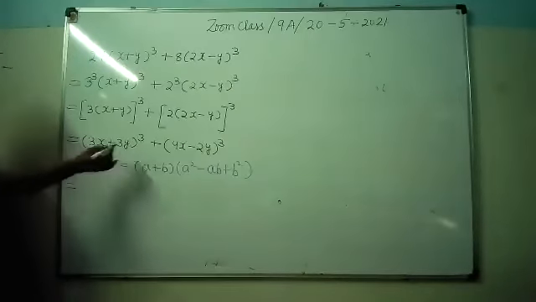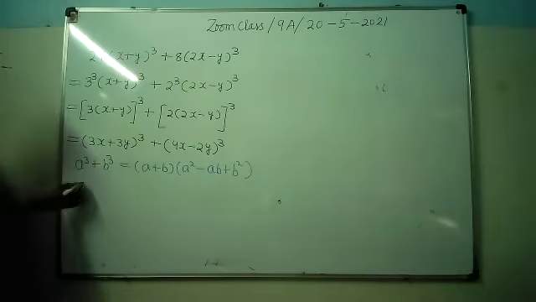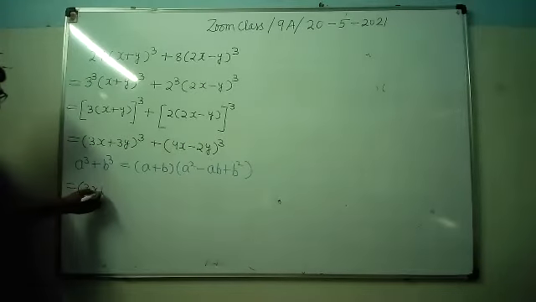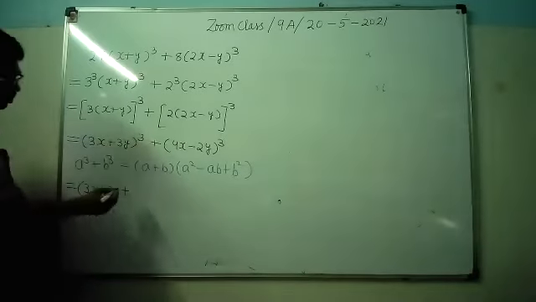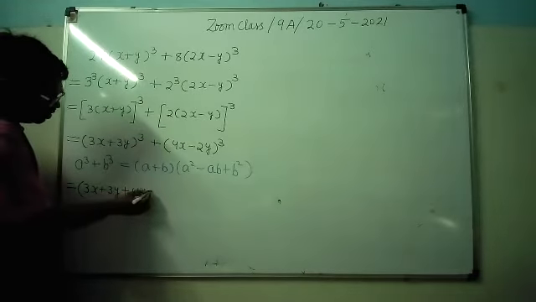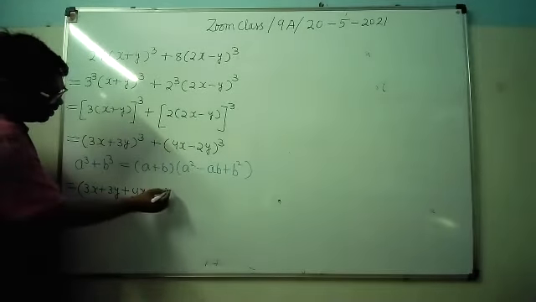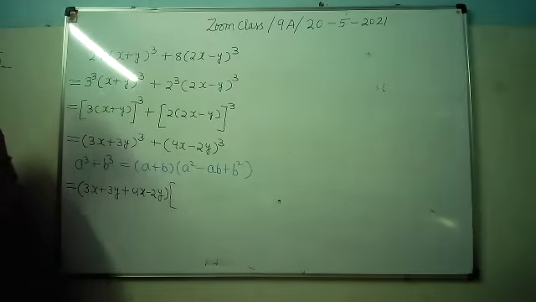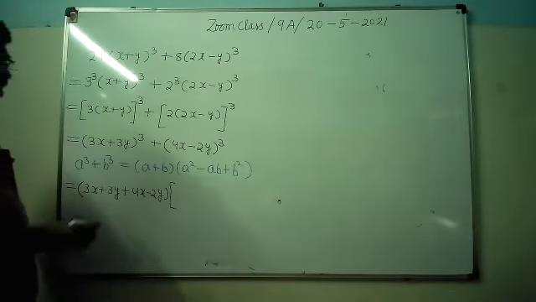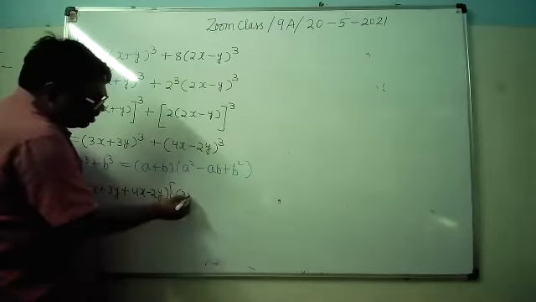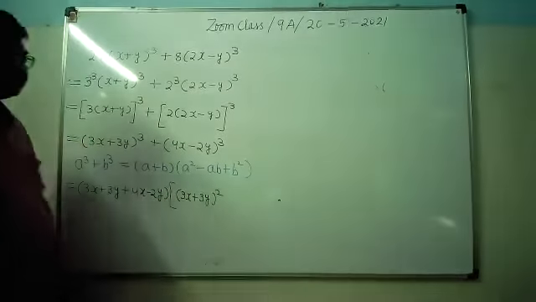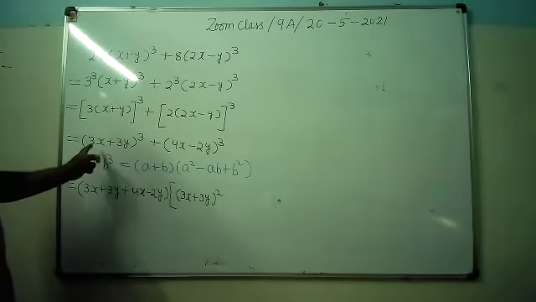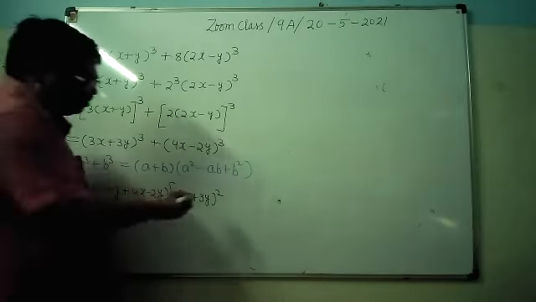So see here, first bracket is a plus b. So a is 3x plus 3y. B is 4x minus 2y. Now in the other bracket a square means 3x plus 3y whole square, minus ab, that is 3x plus 3y.